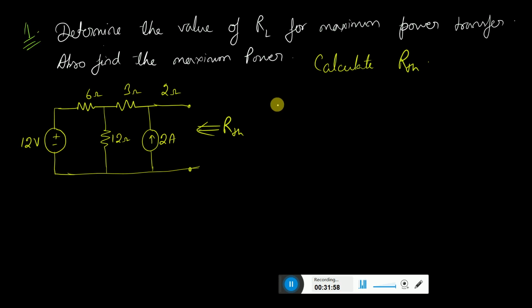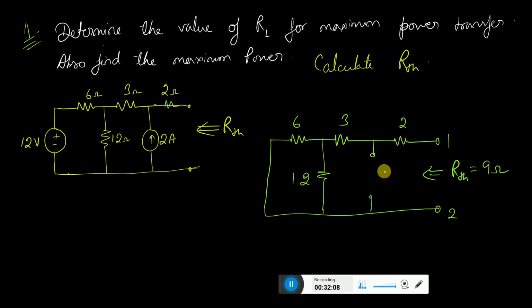Now the next objective is to find the value of RTH. RTH, obviously, is a simple circuit. This you have to make open and this you have to make short. So now this circuit is very easy. These two are in parallel, 4, 4, 3, 7, 8, 9. So you get this RTH value as 9 ohm, and you can easily solve this value.